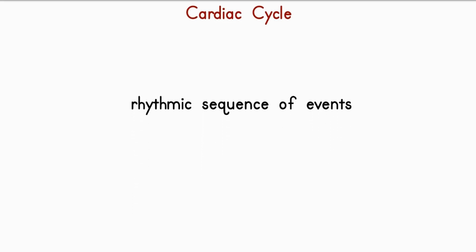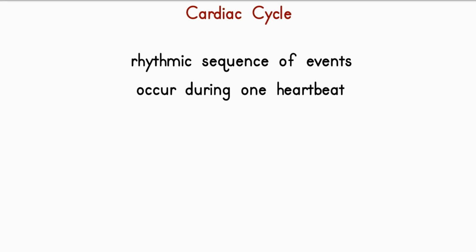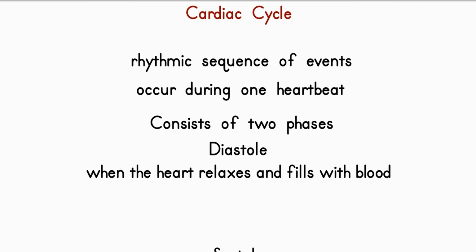Cardiac cycle. Now let's discuss the cardiac cycle, which is the rhythmic sequence of events that occur during one heartbeat. It consists of 2 phases, the diastole, when the heart relaxes and fills with blood, and the systole, when the heart contracts and pumps blood.